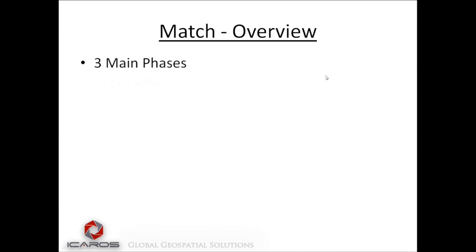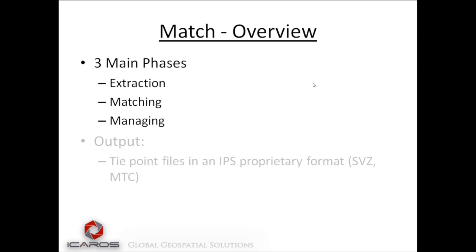The match process includes three main phases. Extraction. In this phase, AT finds interesting points within an image based on an innovative vector representation of image points. In each image, thousands of points are extracted and evaluated. Matching. AT reviews all image pairs and tries to parse the points through two filters, which reject match points that are not unique and match points whose distance is above the filter value. And managing. AT's additional filtering process to help reduce noise. The resulting points are stored in IPS proprietary format files with SVZ and MTC extensions.